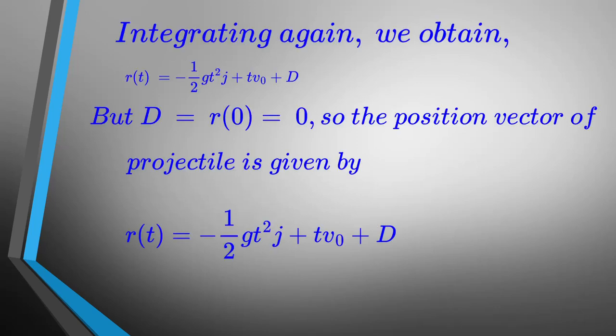If we integrate once more, we arrive at the formula for position. At time t, it equals negative g t squared over two, where g is the acceleration due to gravity, added to t times the starting velocity, and then further adjusted by a constant. This constant is 0 as the projectile begins from its initial position.